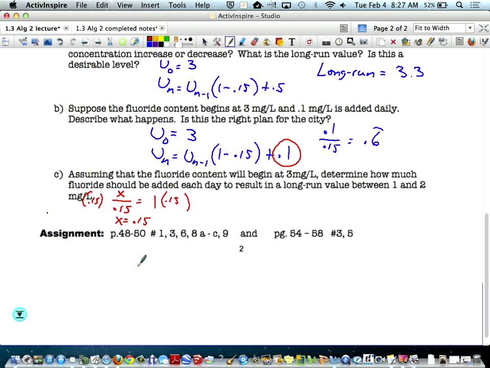The maximum, you would do the same thing. What x divided by 0.15 would be equal to 2? Multiply both sides by 0.15. 2 times 0.15 is? 0.3. So it looks like to me if you're doing anything smaller than 0.15 or something bigger than 0.3, it's not going to work, right? So as long as you came up with a value between those two numbers, you'd be good.